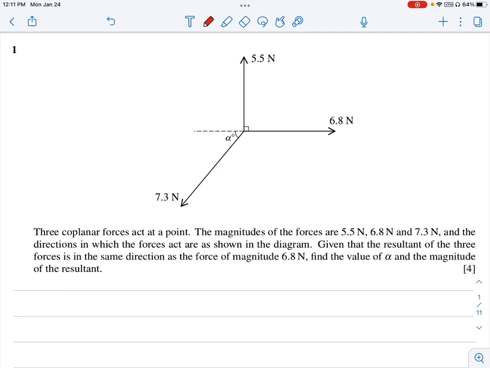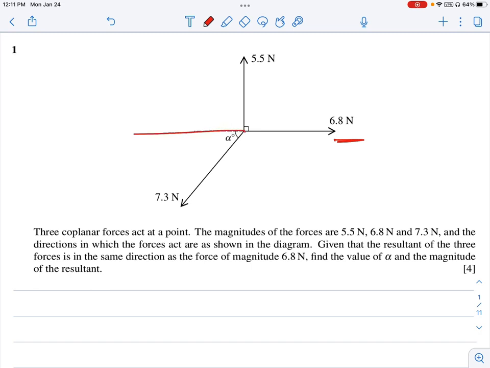The magnitudes of the forces are 5.5 newtons, 6.8 newtons, 7.3 newtons, and the directions in which the forces are acting are shown in the diagram. Given that the resultant of these 3 forces is in the same direction as the force of magnitude 6.8 newtons, so it is in this direction. Find the value of alpha and so on.